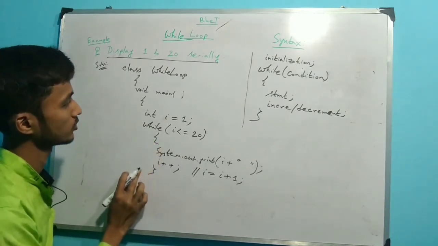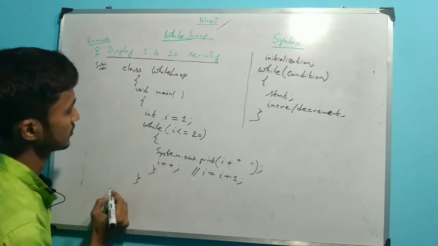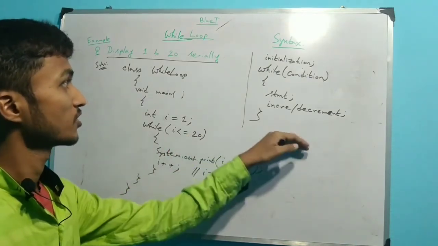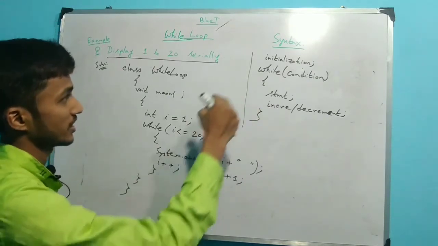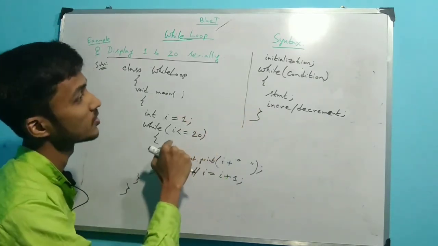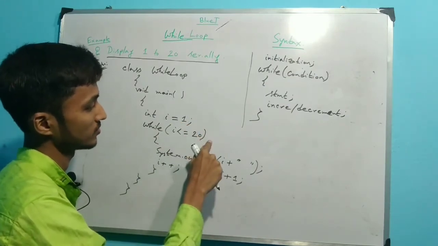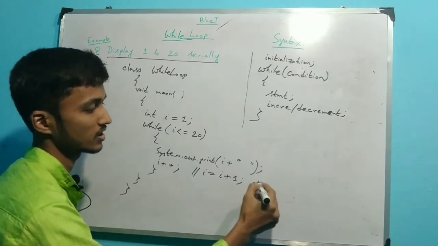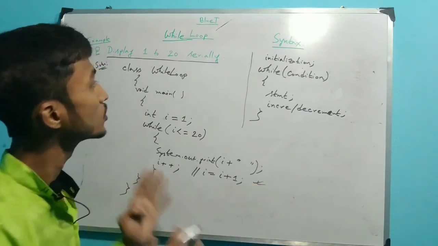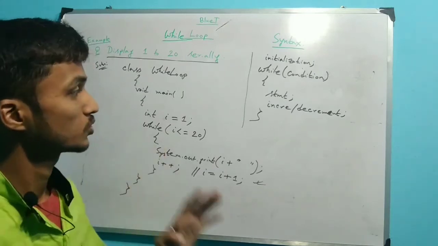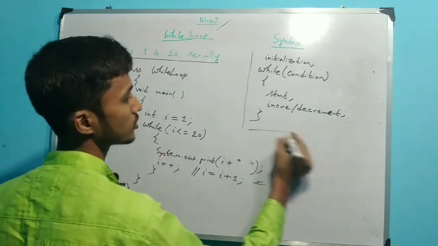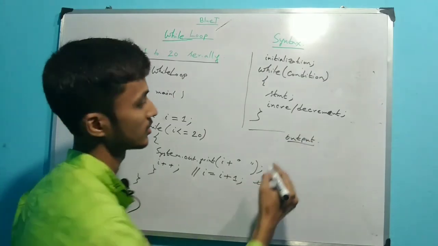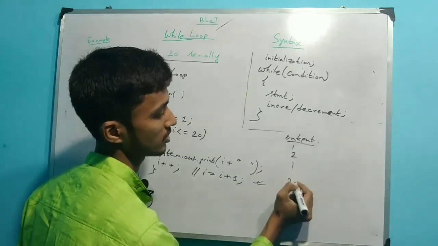While loop close, void main bracket close, class close. So here while loop, first initialization, next while condition, next print. This time 1 increment up to 20. So output, we get 1 to 20.